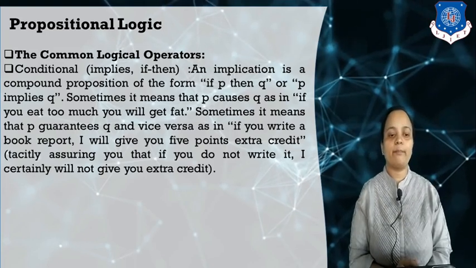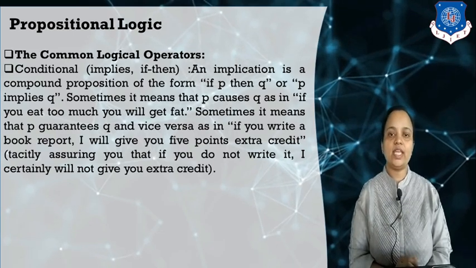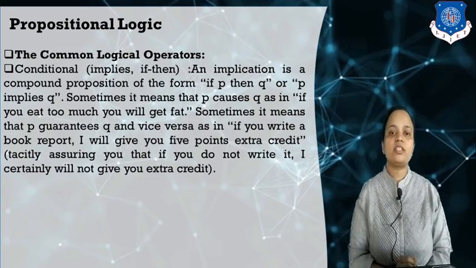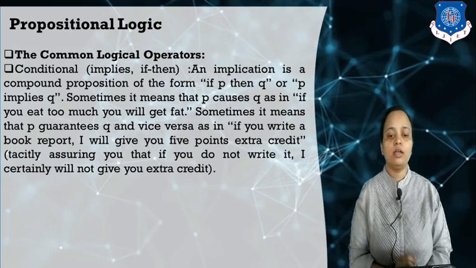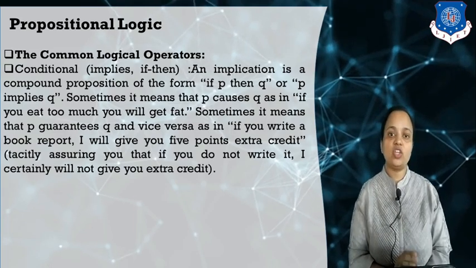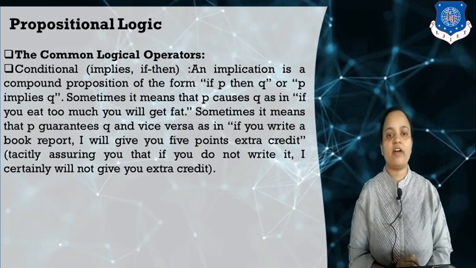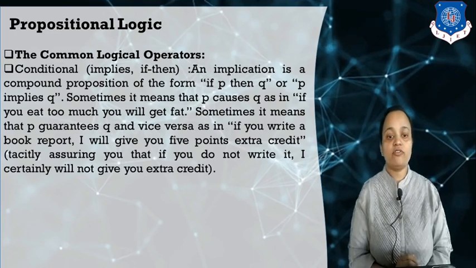So implication is a compound operator of the form if P then Q, or we can say that P implies Q. Sometimes it means that P causes Q, as in if you eat too much you will get fat. Sometimes it means that P guarantees Q. For example, if you write a book report, then I will give you 5 points extra credit. So I am assuring you that if you don't write a book report, I certainly will not give you extra credit.